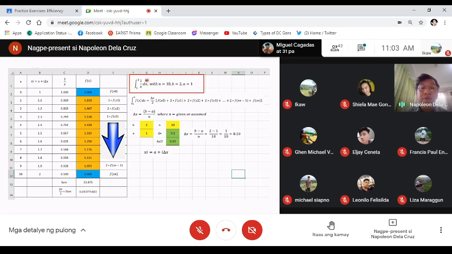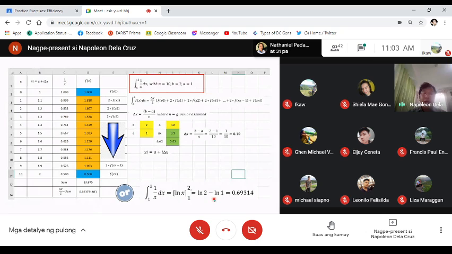Tignan nga natin pag in-integrate natin ito. By integration, let us integrate the integral of 1 over x dx from 1 to 2. Ano ang integral ng 1 over x? Ln of x, from 1 to 2. So, i-substitute: ln of 2 minus ln of 1. You solve for this. That will be the answer.